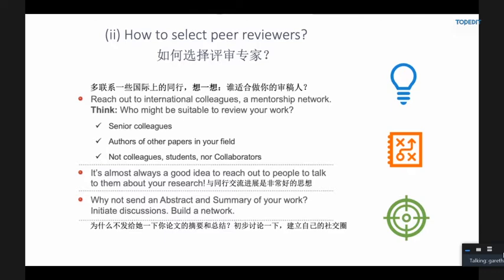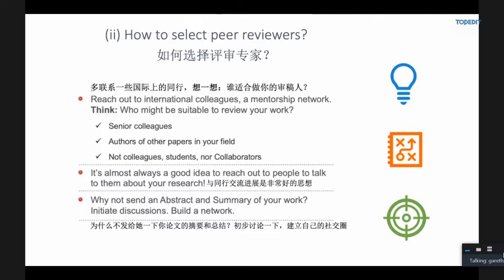And the answer to this is to use what's called your mentorship network. Reach out to international colleagues. We all have mentorship networks. Everybody develops a network of international colleagues when they start working in academia. When you start working on your master's degree, your PhD, your postdoc, you develop a network of international colleagues by talking to people, by working with people.